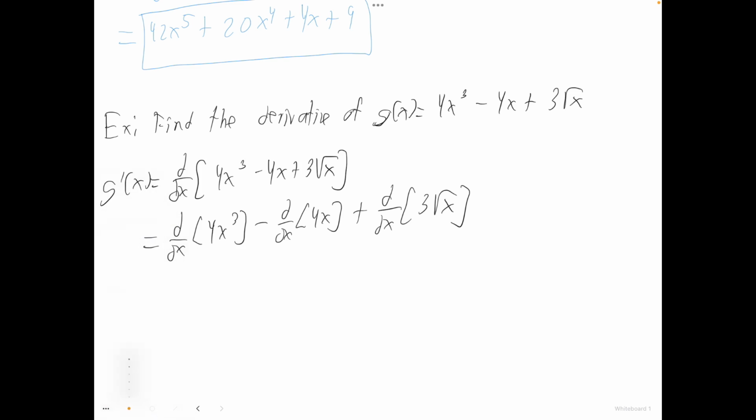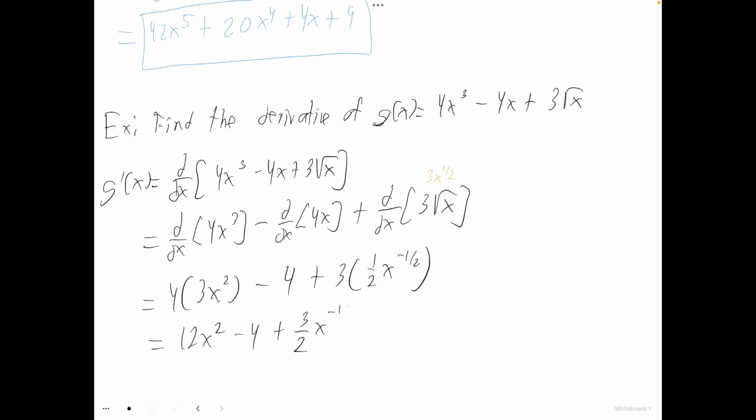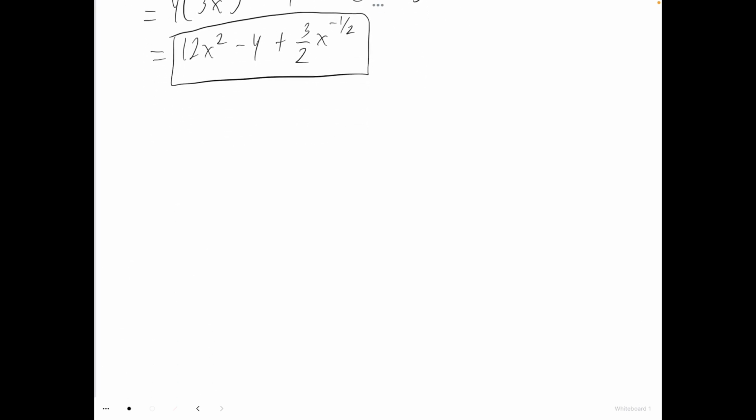And now remember, this 3 square roots of x is just 3x to the 1/2. And so this becomes 4 times the derivative of x cubed, which is 3x squared, minus the derivative of 4x, which is 4, plus 3 times the derivative of x to the 1/2, which is 1/2 x to the minus 1/2. And so we get 12x squared minus 4 plus 3/2 x to the minus 1/2. And so we were able to compute this derivative just going through the power rule like we just barely talked about.